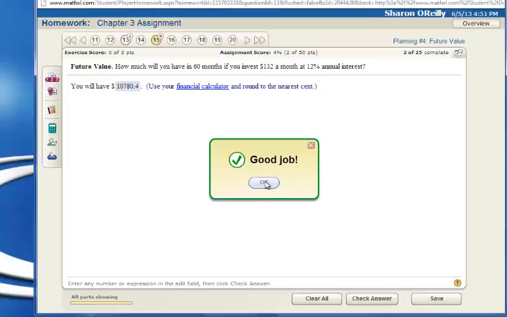Okay, I hope this has helped you understand how to use the financial calculator and work with future values when we have an annuity and annual interest rates.